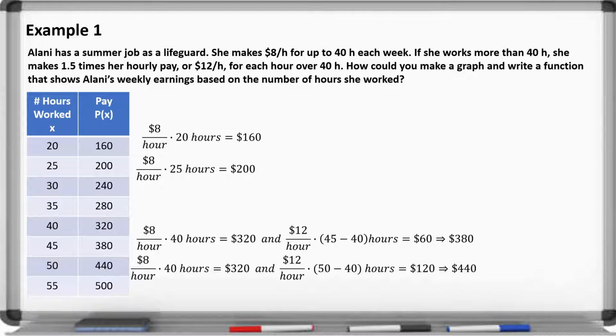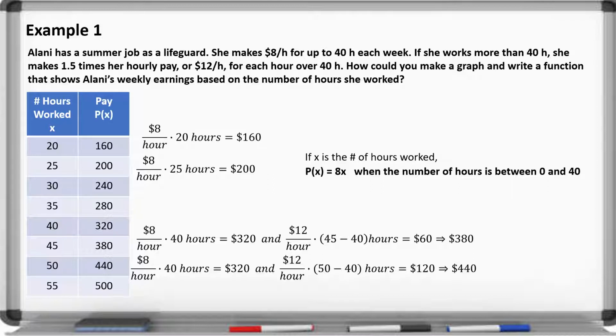So we need a rule for both of these. If x is the number of hours worked, then for the first rule, we multiply the number of hours times 8, and that'll give us how much money we make. This is only valid when x is between 0 and 40. Basically, when we're not working overtime, we're making $8 an hour times however many hours we work. And that takes care of this first part.